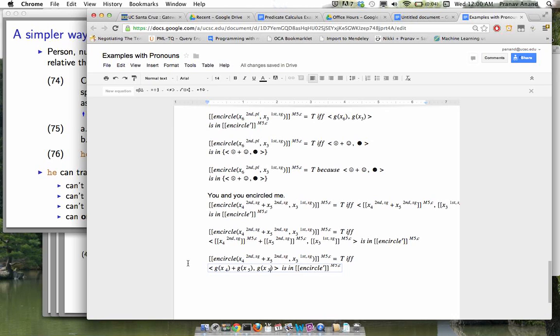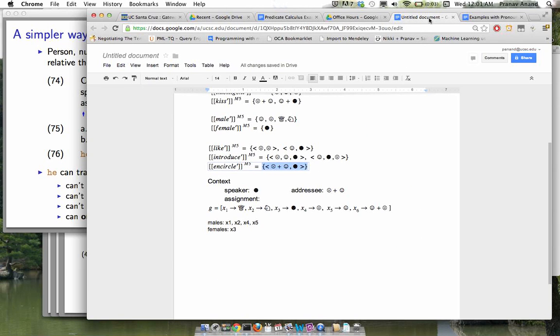And now I can actually do my substitution for good. Okay, so g of x3 works out to this. I actually don't know which one is 4 and which one is 5, but let's look. g of x4, frowny, smiley. Okay.